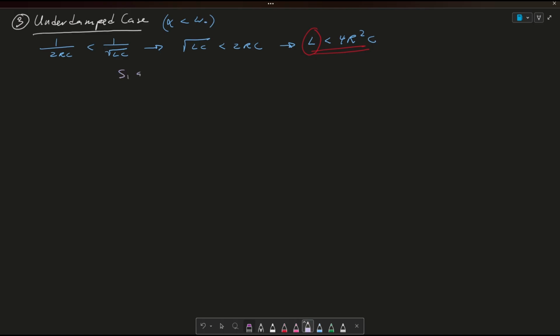So in this case, S1 and S2 is minus alpha plus or minus the square root of alpha squared minus omega naught squared.